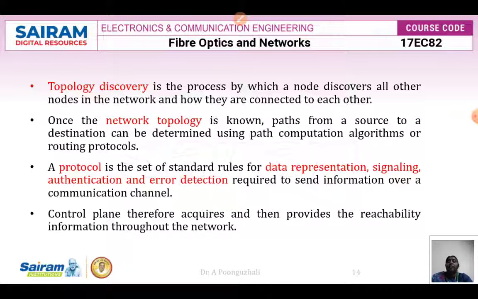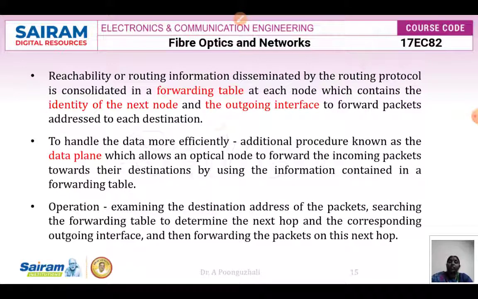The control plane acquires and then provides the reachability information throughout the network. The reachability or routing information is going to be disseminated and understood by the routing protocol, and it is going to consist of a forwarding table at each node. That forwarding table will contain the identity of the next node and the outgoing interface, so that it can forward the packets to each destination.